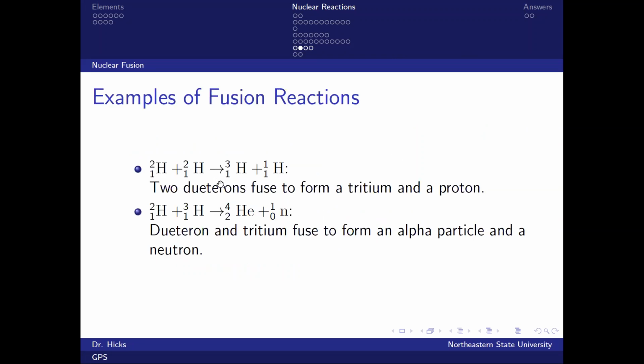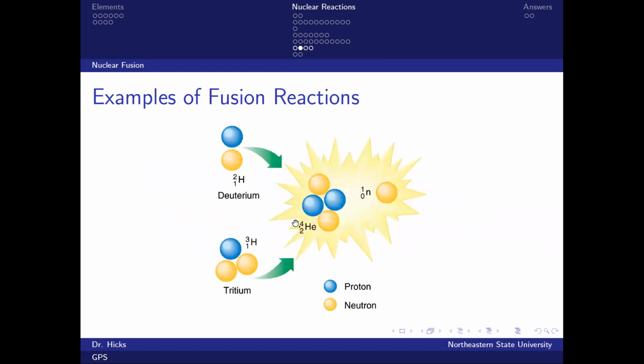Here's a couple other examples of some fusion reactions. Here I have 2 deuterons. So those are hydrogen isotopes fusing into tritium and a single proton, or a deuteron and a tritium isotope fused together to form helium, which is an alpha particle, and an extra neutron. So this is just a cartoony picture of what happens. But these are all reactions that occur inside of stars.